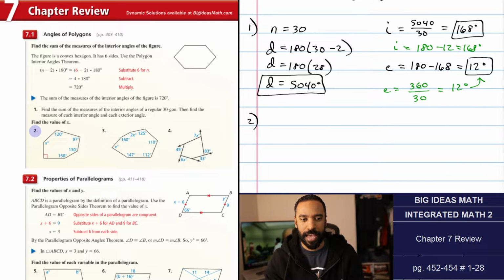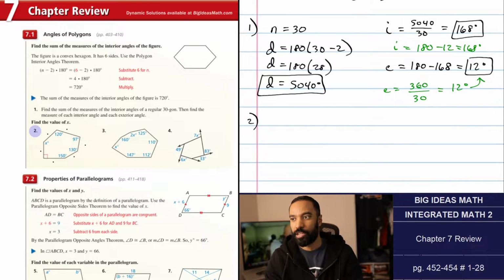All right, find the value of x, numbers 2, 3, and 4. 2 and 3 are really no different from one another when it comes to process. It's just that you have a different interior angle sum. Let's count the number of sides there are. Sometimes counting angles is faster. But 1, 2, 3, 4, 5, 6. This is also a 6-sided shape. Make no bones about it. We already know the interior angle sum of a 6-sided shape. It's 720 degrees.